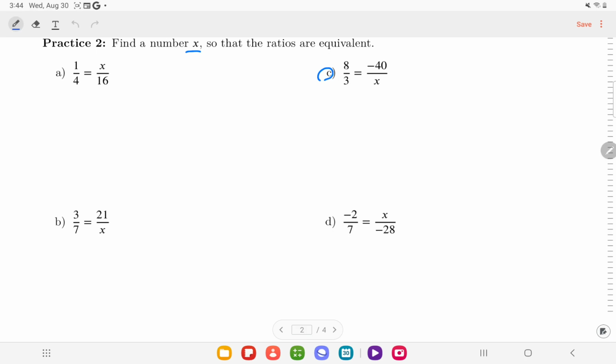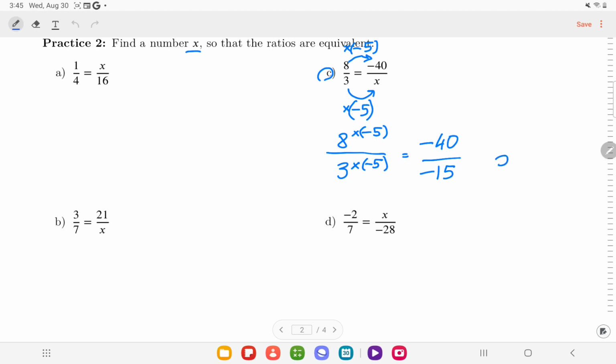In C, we have to figure out what number we multiply 8 by to get negative 40. 8 times negative 5 is negative 40. We have to multiply 3 by negative 5 as well. Remember to put negative numbers, integers, in brackets. 8 times negative 5 is negative 40. 3 times negative 5 is negative 15. So x equals negative 15.